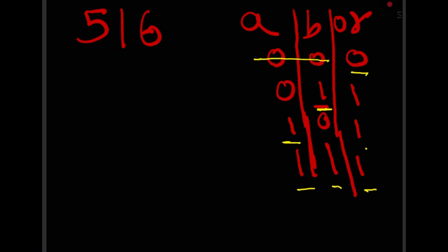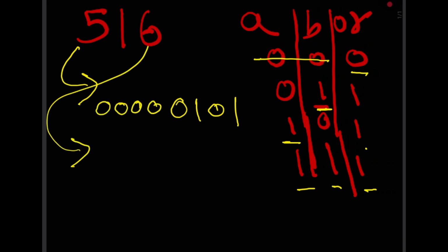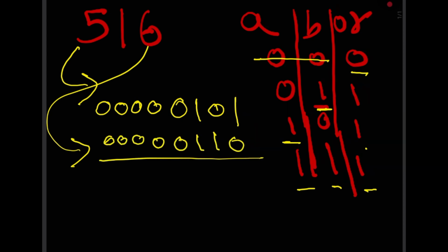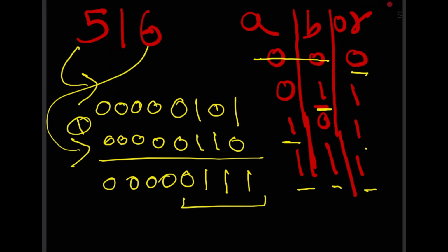So now let's perform on this. Here the binary of 5 is 0101, and for 6 it is 0110. Now perform OR. So 1 or 0 will be 1. 0 or 1, 1. 0 or 1, 1. 1 or 1 is also 1. 0 or 0 is 0. Rest all zeros. So this is nothing but 7.